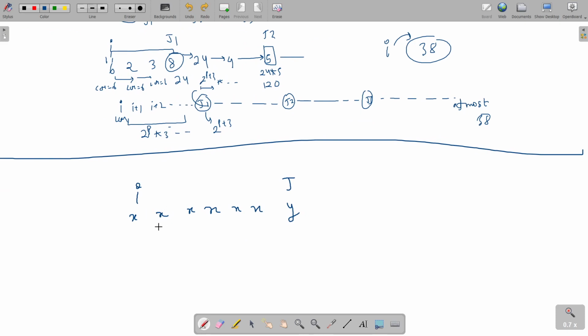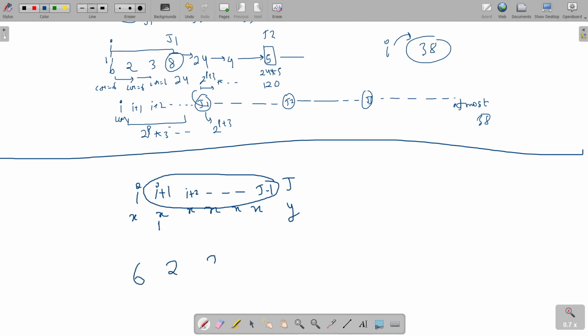And first I will tell you, then we will discuss. What I'm trying to say is that for all these points, I plus 1, I plus 2, till j minus 1, if we take the LCM of these points, then it will be divisible by x.